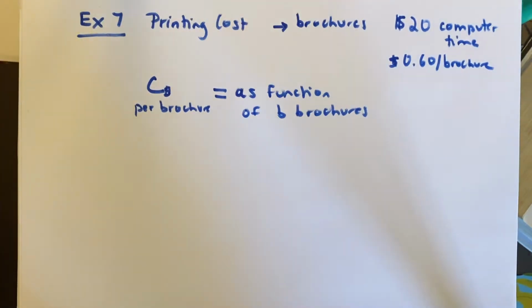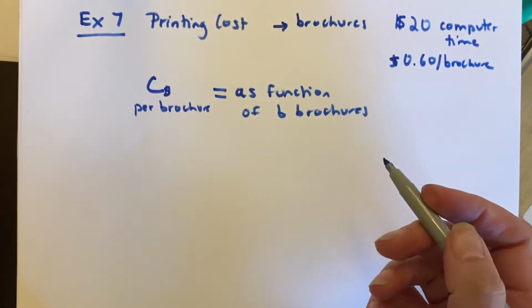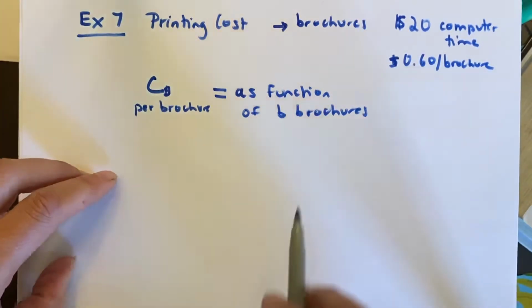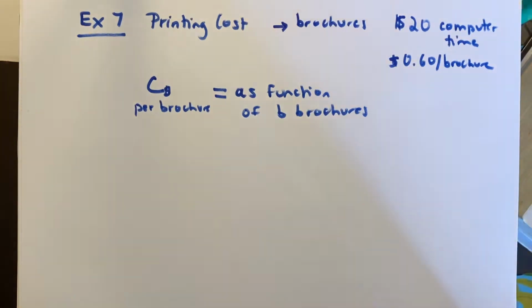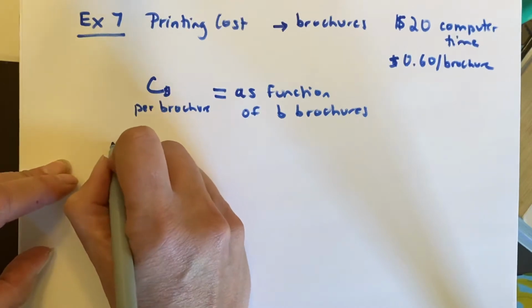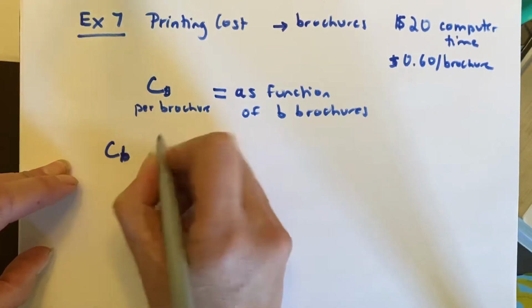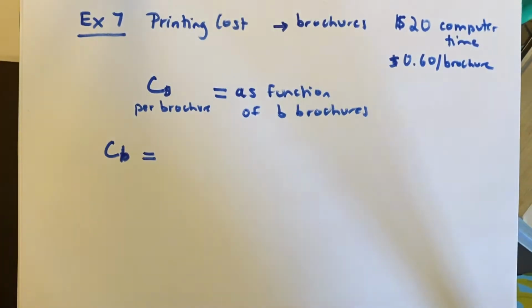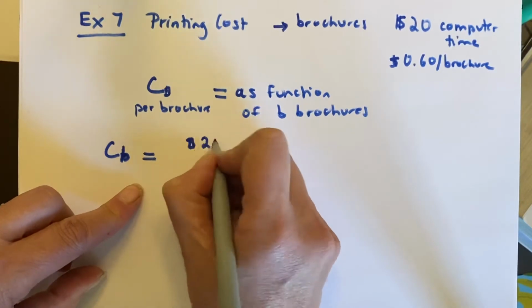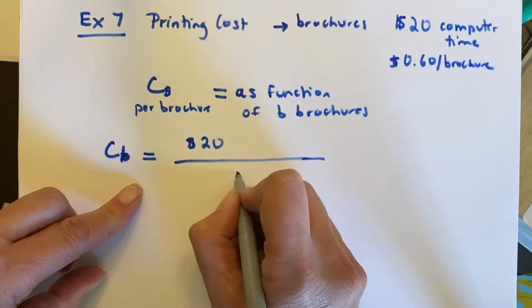In other words, the more brochures, the less cost, right? If I'm doing 100, they're probably going to cost less than if I'm just doing 20. Okay, so let's talk through this. To get the cost per brochure, C of B actually, I have $20 in computer time, and all of this has to be over the number of brochures.